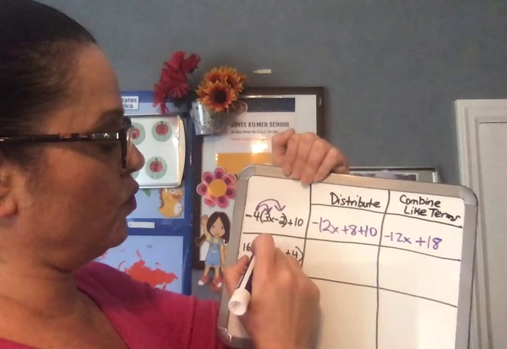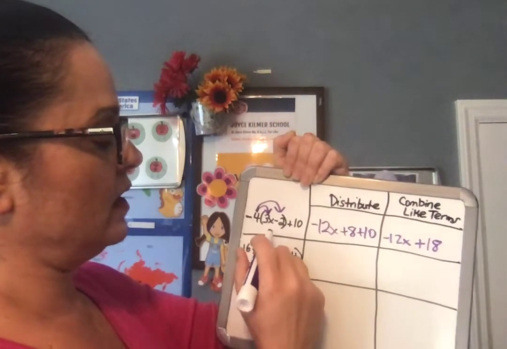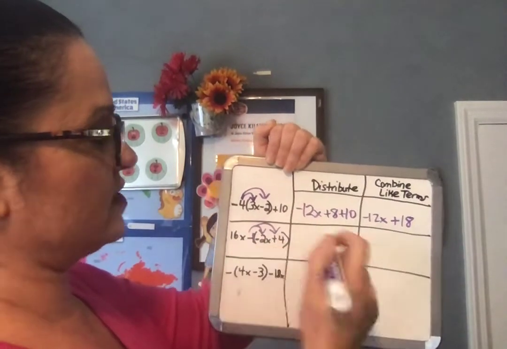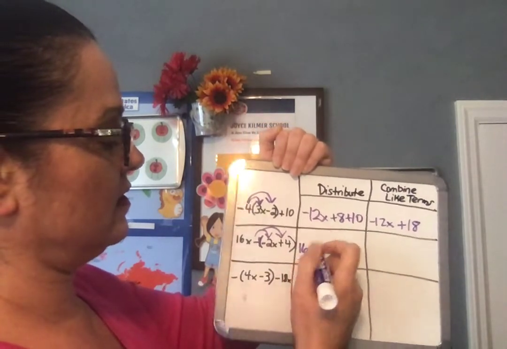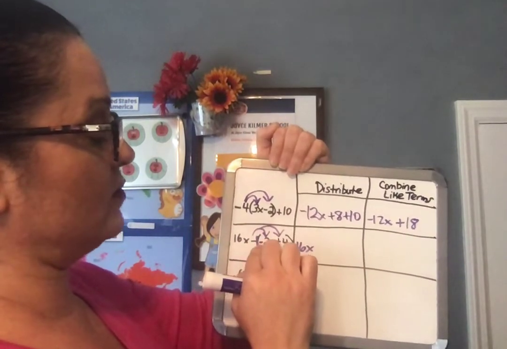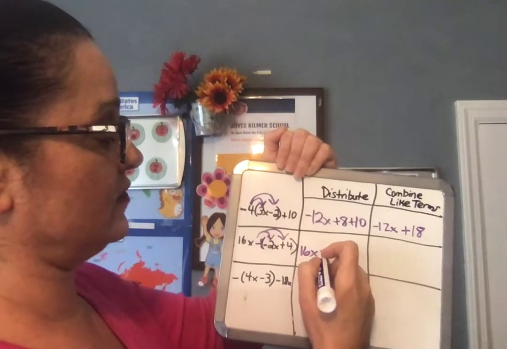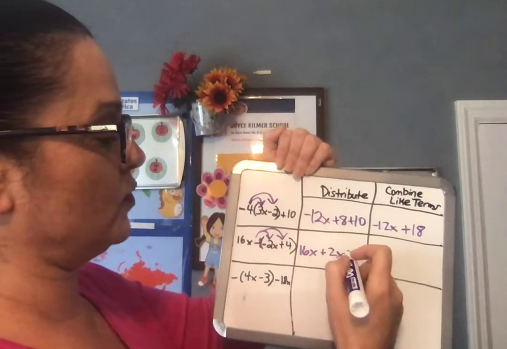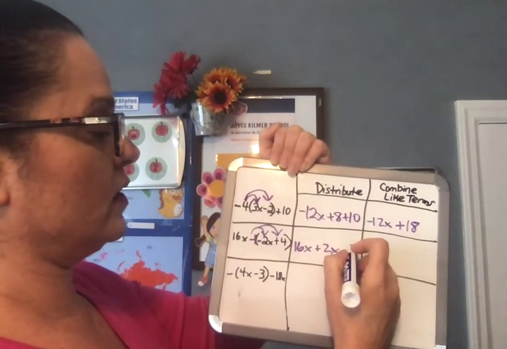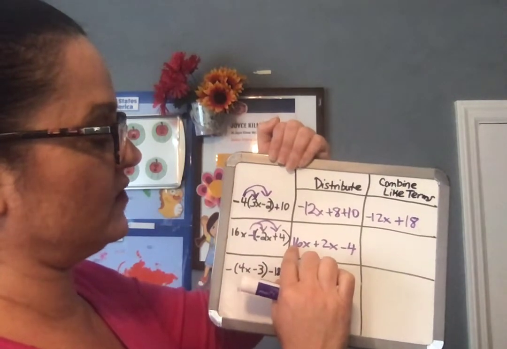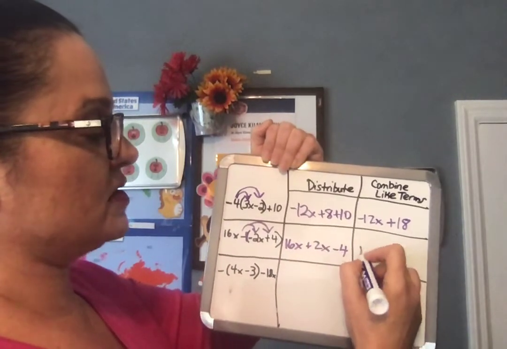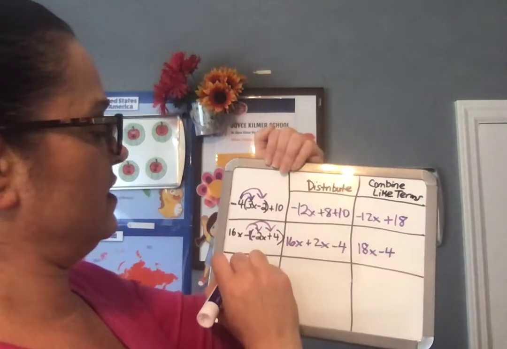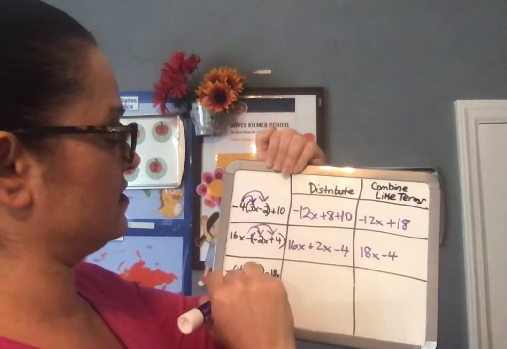Remember, there's an invisible 1. I'm just going to put that invisible 1 there. We're going to draw out two arrows, our small and our large, and we'll say 16x minus 1 times negative 2x is positive 2x. And our large arrow is negative 1 times positive 4, which is minus 4. Okay, so to combine our like terms, we have 16x plus 2x, which is 18x minus 4. Okay, minus 4, yeah, because we have a positive there.